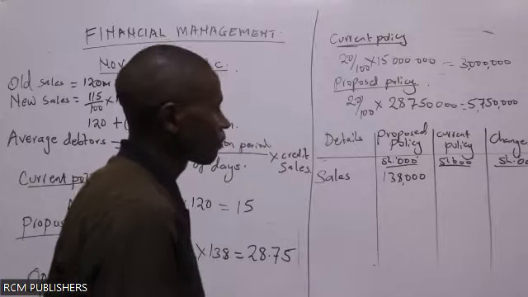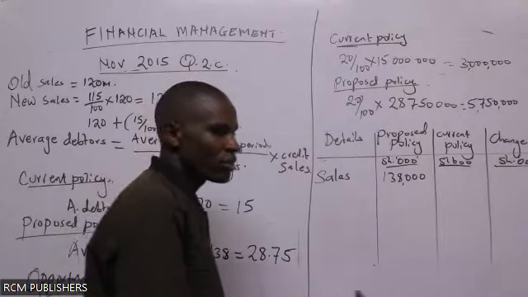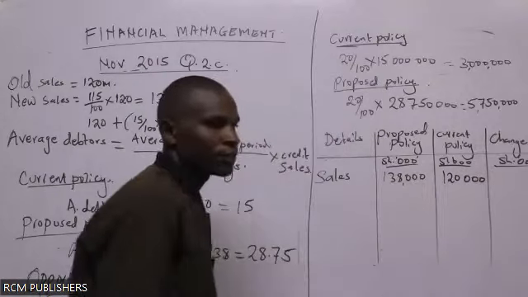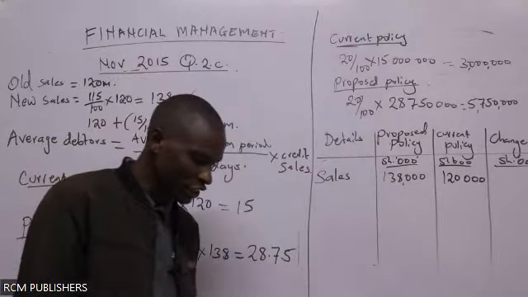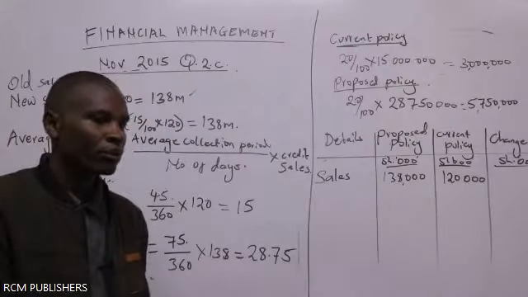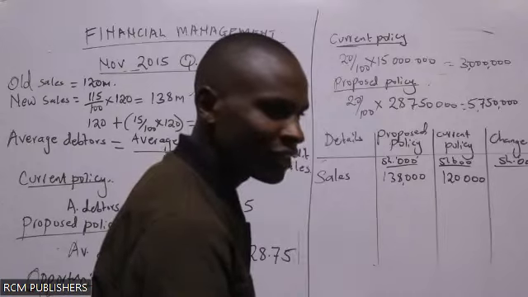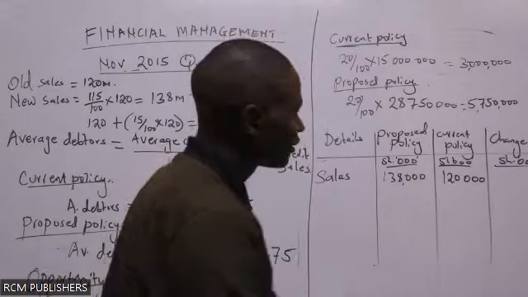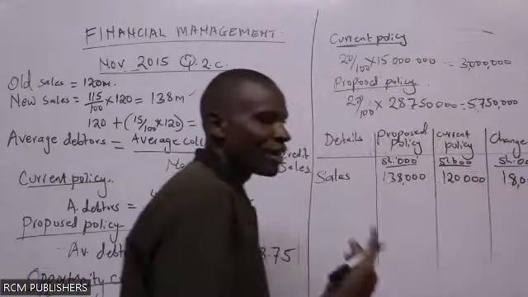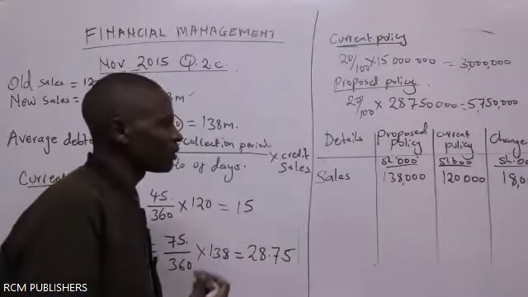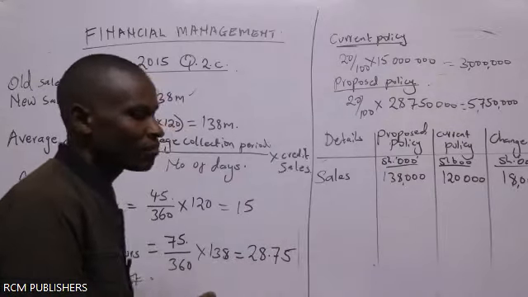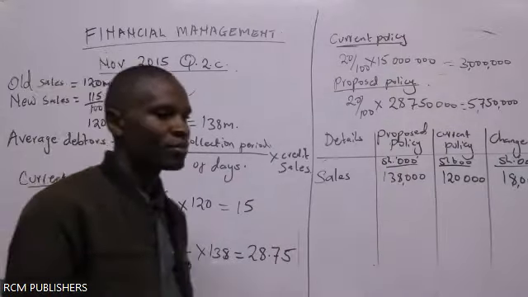Current policy. Is it 120,000? Give me the change. Patie change. Thank you, Hilda. Thank you, Thomas. A change is 18,000. Sasa naona tunaenda vizuri. You people, your speed has increased, and that is very good. Then tell me the next point.